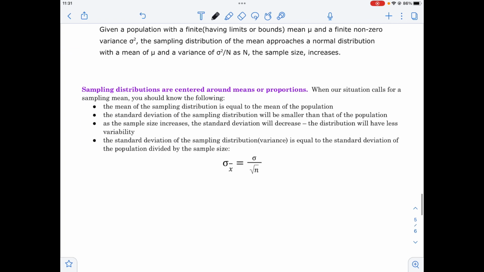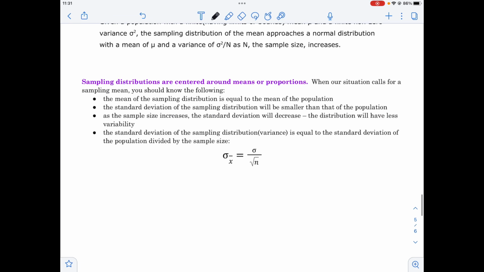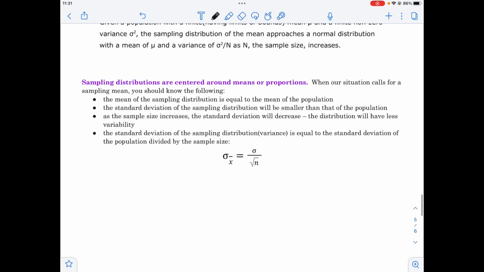Sampling distributions are centered around means or proportions. When our situation calls for a sampling mean, you should know the following. The mean of the sampling distribution is equal to the mean of the population. That's just where I said mu of x bar is equal to mu, that's true. That's what that means. The standard deviation of a sampling distribution will be smaller than that of a population.